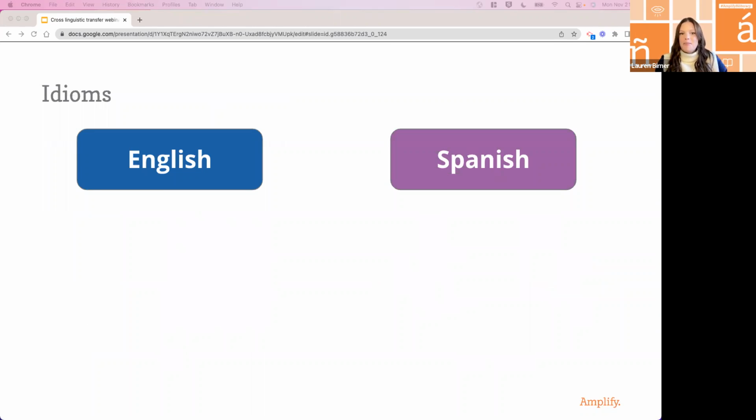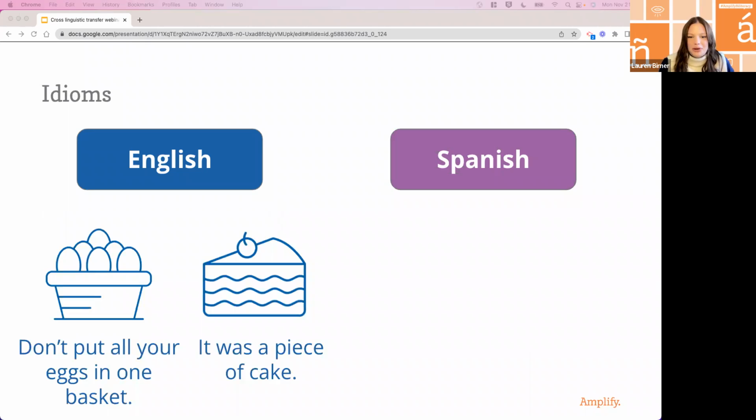Idiomatic phrases might be the most challenging aspect of semantics for language learners because these phrases are so divergent from their literal meanings, but they can be some of the most fun to explore with your students. So some common examples in English might be, don't put all your eggs in one basket, meaning don't risk it all, or it was a piece of cake, or it was easy.